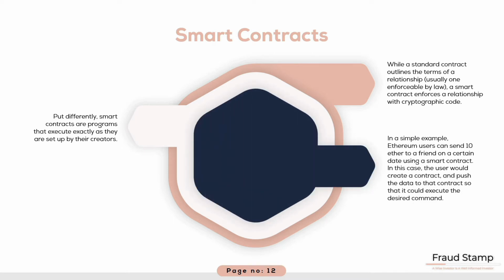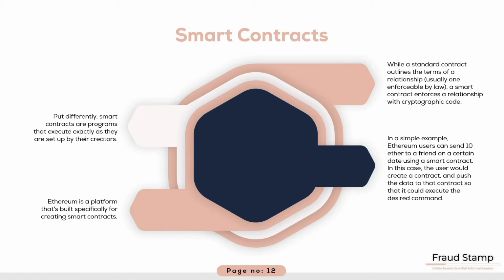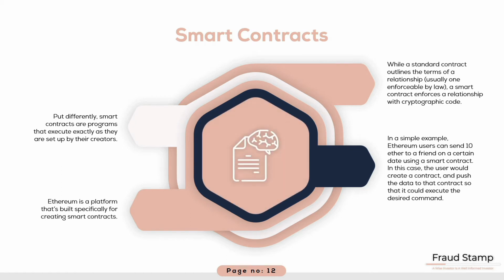In a simple example, Ethereum users can send 10 Ether to a friend on a certain date using a smart contract. In this case, the user would create a contract, and push the data to that contract so that it could execute the desired command. Ethereum is a platform that's built specifically for creating smart contracts. But these new tools aren't intended to be used in isolation. It is believed that they can also form the building blocks for decentralized applications and even whole decentralized autonomous companies.